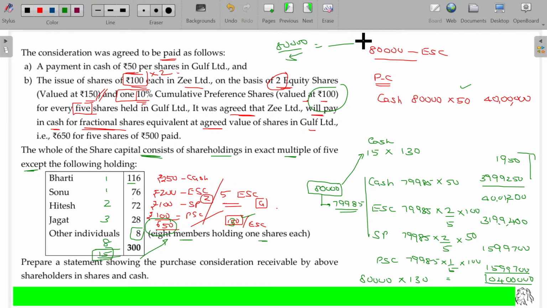Sir, 130. 650 is the overall value for 5 shares. Then per share benefit being 130. If you are holding 5 shares, you will be getting cash, equity shares, securities premium, preference shares. So the benefit for the 5 shares being 650. If you are holding only 1 share, then naturally it is 130. 650 divided by 5.